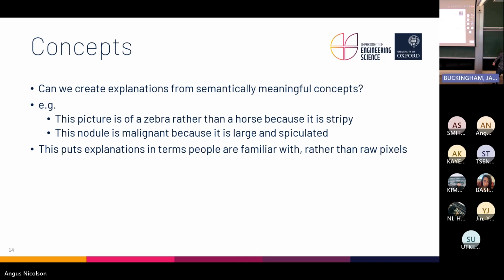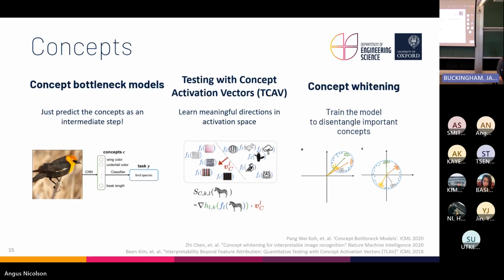And this is really good because it puts explanations in terms that people are already familiar with rather than just raw pixels. But how might we go and try and do it? So here's a few different examples. And throughout all of this, I'm not showing everything. There's other options. I'm just showing some examples.